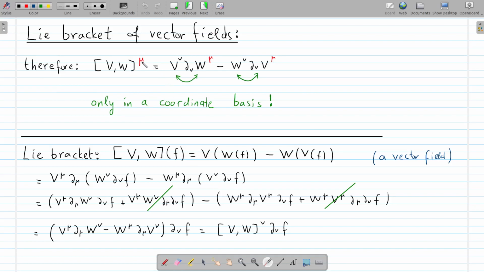Therefore, the mu component of the commutator of V with W is obtained from this equation, which is easy to memorize because what we write is V times W, and then the opposite way, like in any commutator, minus W times V. We put the partial derivative in the middle, we contract with the vector on the left, and then we are left over with the index of the component of the commutator.